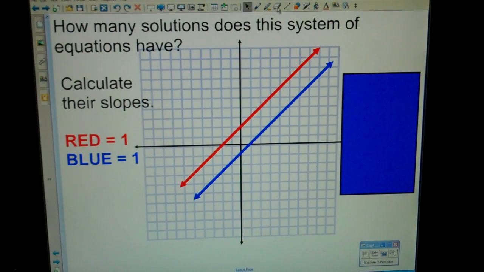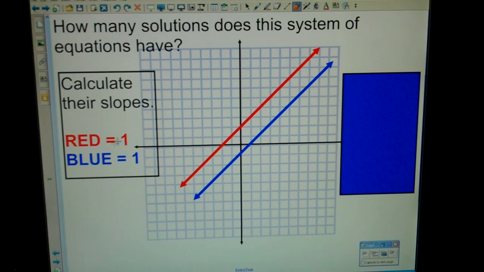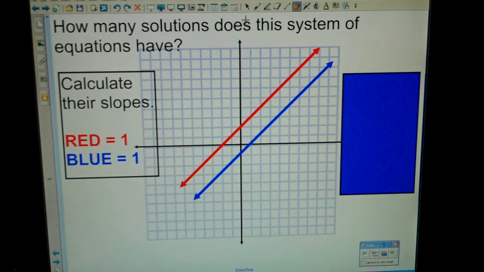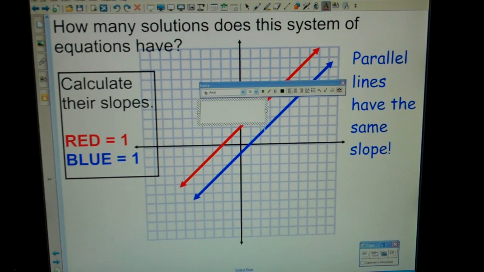Parallel lines have what in common? They have the same slope. Parallel lines have the same slope. They will never intersect. They have 0 solutions. You need to write that down. That's important. Pause it right now and write it down. Parallel lines have the same slope. They will never intersect.